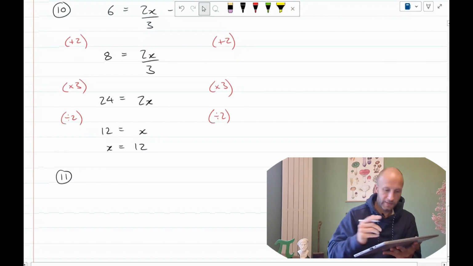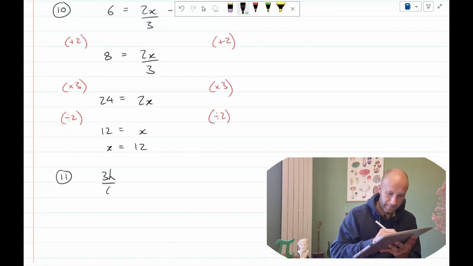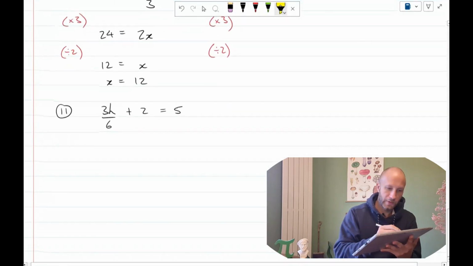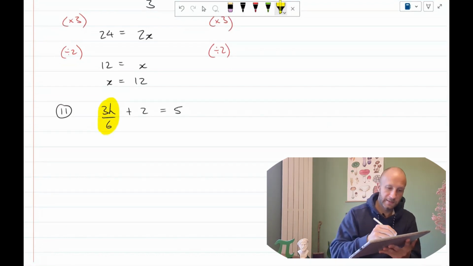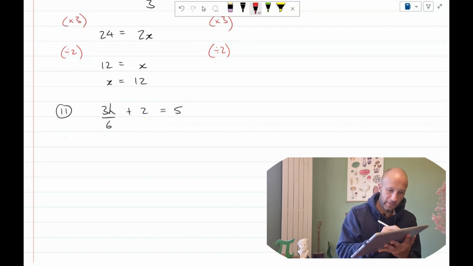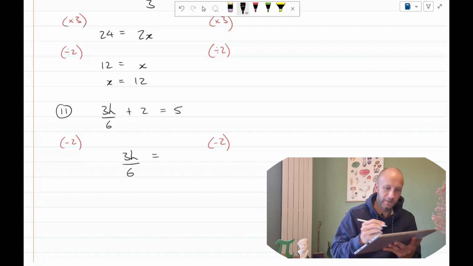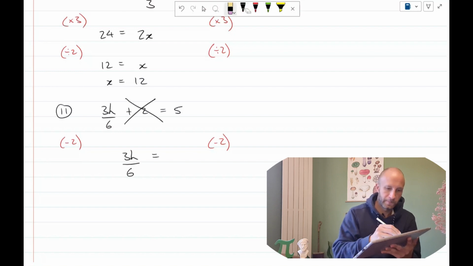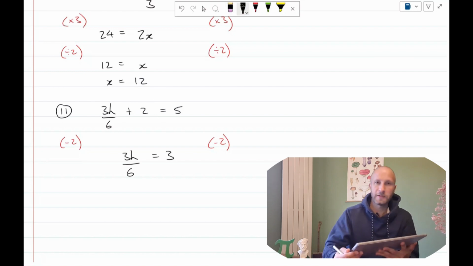And then 11, last one, 3h over 6 plus 2 equals 5. So again, find out where your unknown is. It's in this term. So I want to get this thing by itself. I want to isolate this. So get rid of the plus 2, and you'll do that by subtracting 2 from both sides. So subtract 2, subtract 2. That will leave me with 3h over 6 on the left, because it will cancel this thing. And 5 minus 2 is 3.